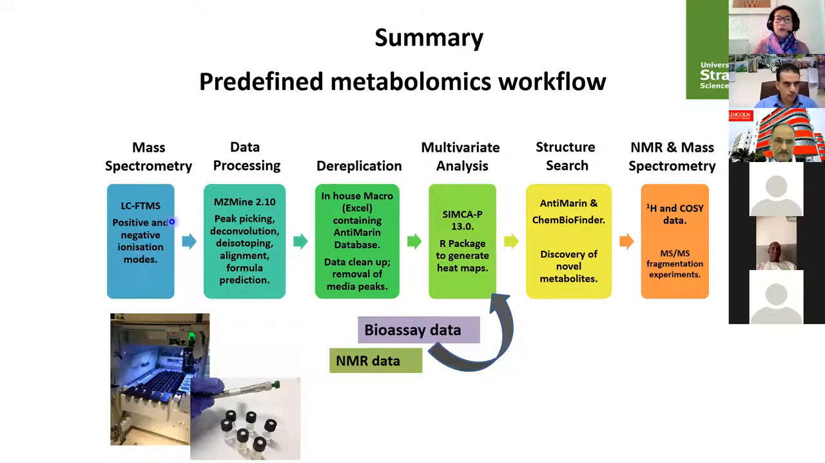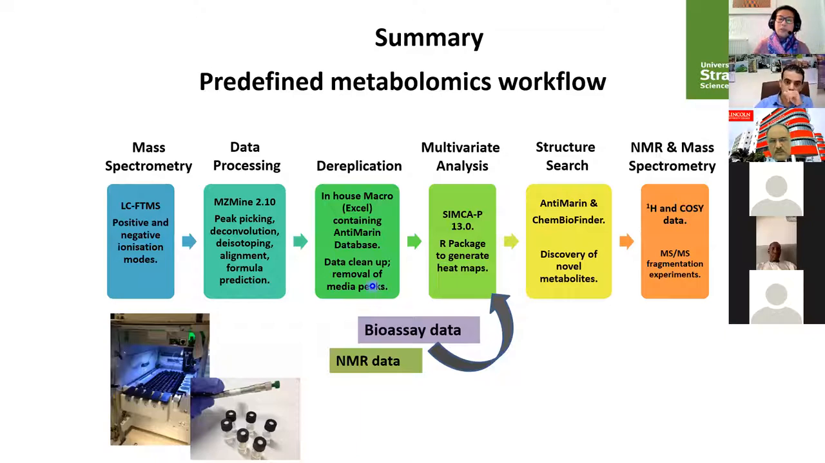We use both positive and negative ionization mode because, as I've said, not all metabolites will ionize on the same mass analyzer or ionization mode. Then we process our data. So we do de-isotoping and alignment. And here at this stage, we could do formula prediction. Once we have that, then we could transfer our data for the replication.